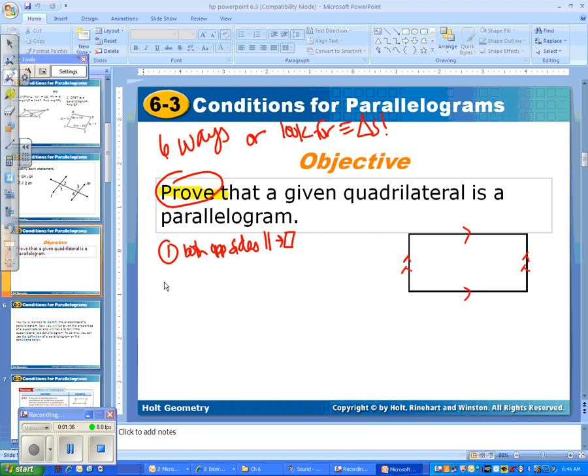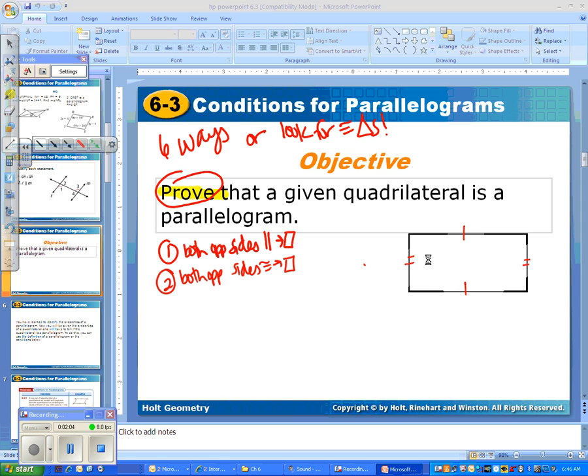The second way to prove that something is a parallelogram is if both pairs of opposite sides are congruent, then it will make a parallelogram. So, if I tell you that this side is congruent to this side, and this side is congruent to this side, then yes, most definitely it will have to be a parallelogram. But some people are going, well, why? Why is it a parallelogram?